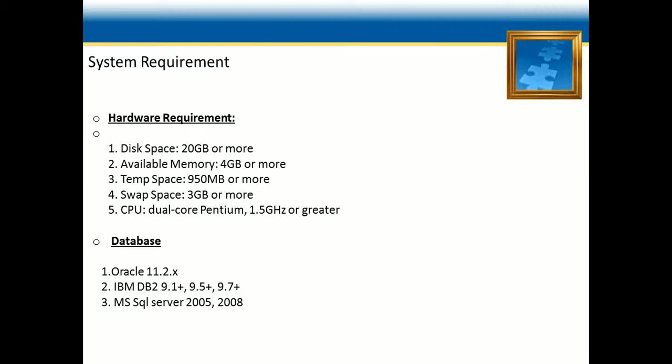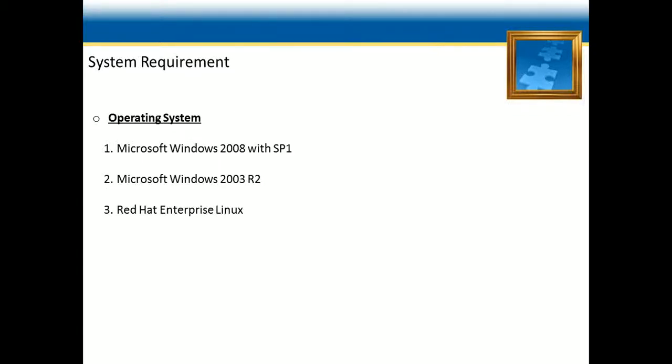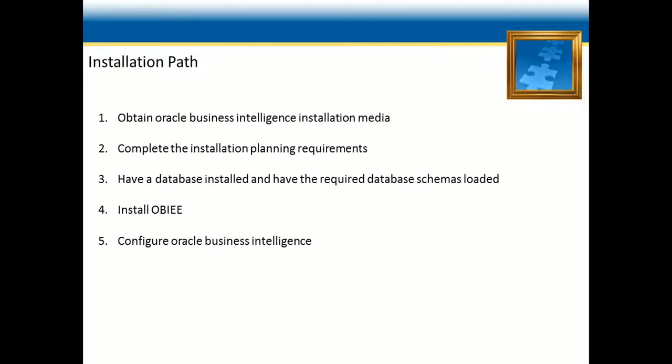In database, you can have Oracle 11.2, any version of 11.2. You can have IBM DB2 9.1, 9.5, 9.7. You can have Microsoft SQL Server 2005 and 2008 also. So these three databases are compatible with OBI. For the operating system, you can have Microsoft Windows 2008 with Service Pack 1, or 2003 R2, or you can have OBI on Red Hat Enterprise Linux.